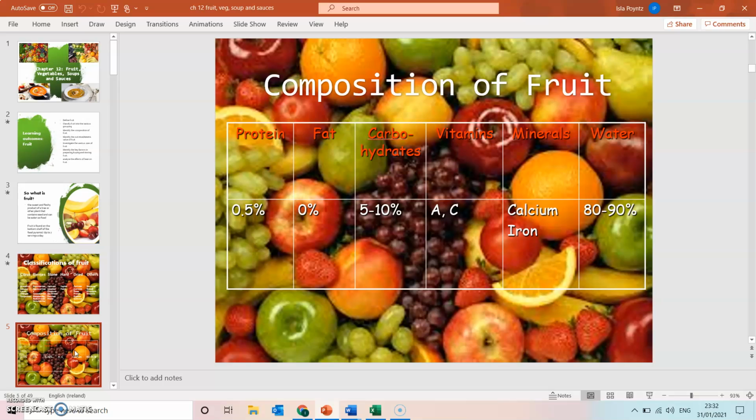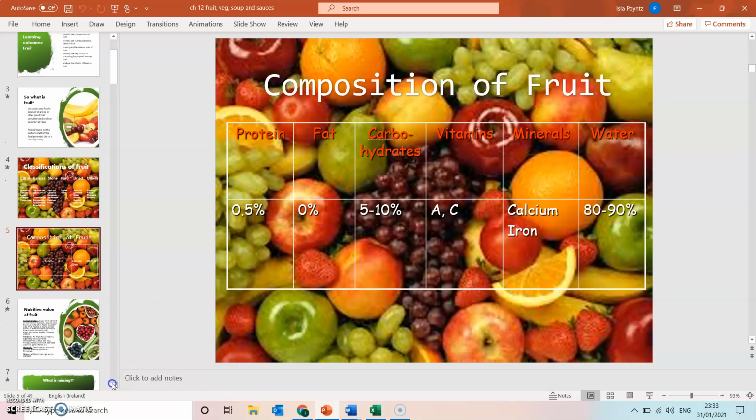5 to 10%, so there's a good range there of carbohydrate. You have the fibre in the skin, and some fruits you would have more starch, some you'd have a little bit of sugar, okay. Vitamins A and C, okay, so C particularly in your citrus, right, and some of your berries, and then vitamin A as well for your eyes, your skin, your growth. Minerals, calcium and iron, and then a lot of water. Right, so let's move on down now, nice and quickly, to the nutritive value.